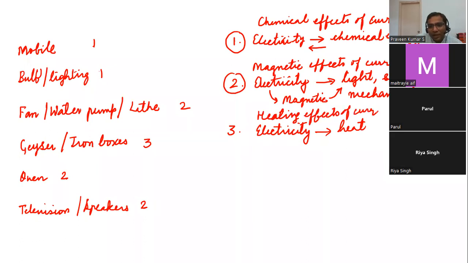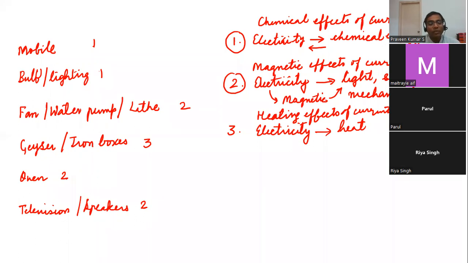Okay, so what is happening? You know that current or electricity is a form of energy. Now that form of energy can get converted into three other forms. One is chemical energy, second one is magnetic energy, third one is heat energy. Now based on how we apply or where we apply, these three forms of energy can be used. And depending on the application that we want, we can convert that.